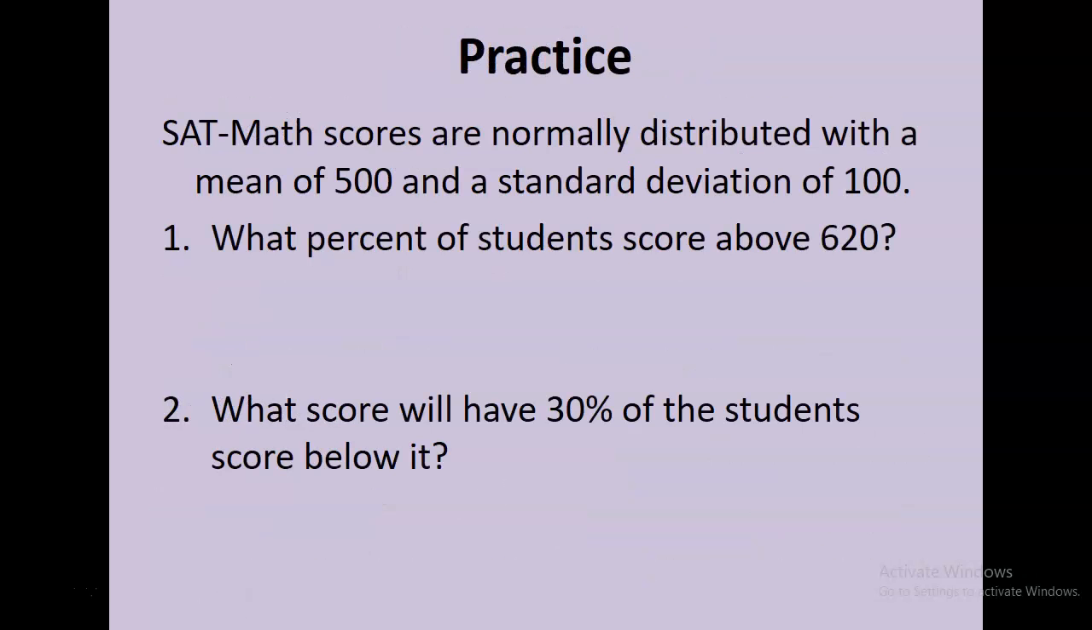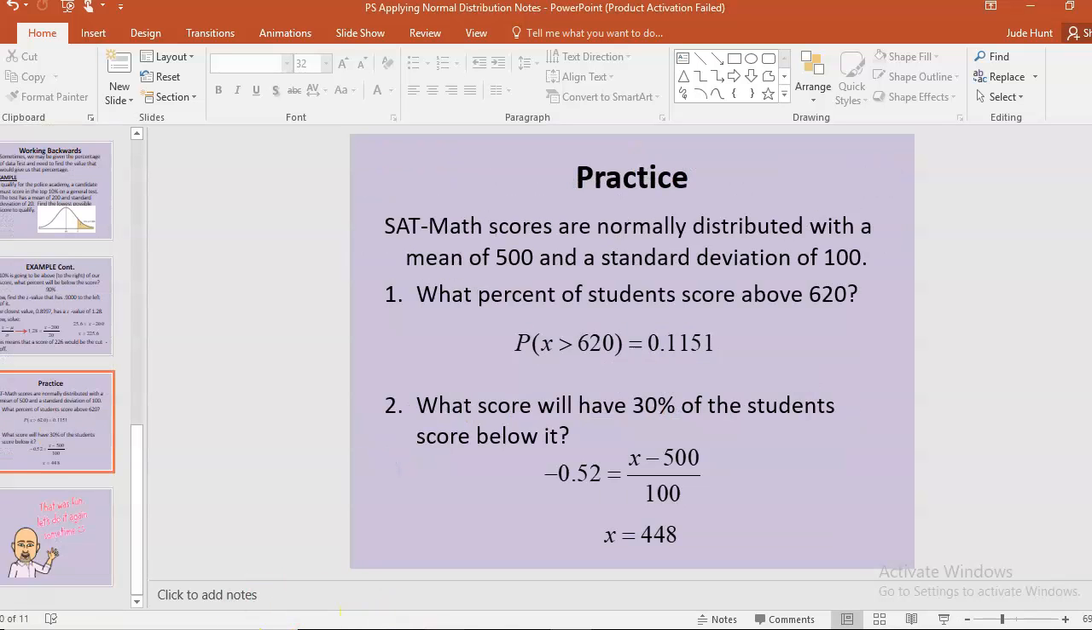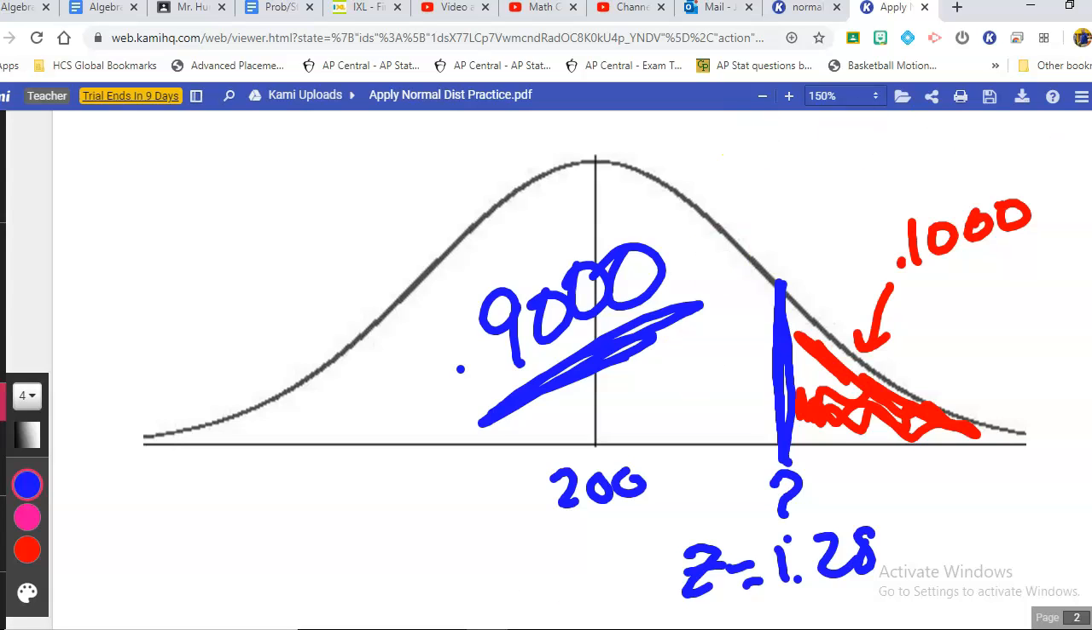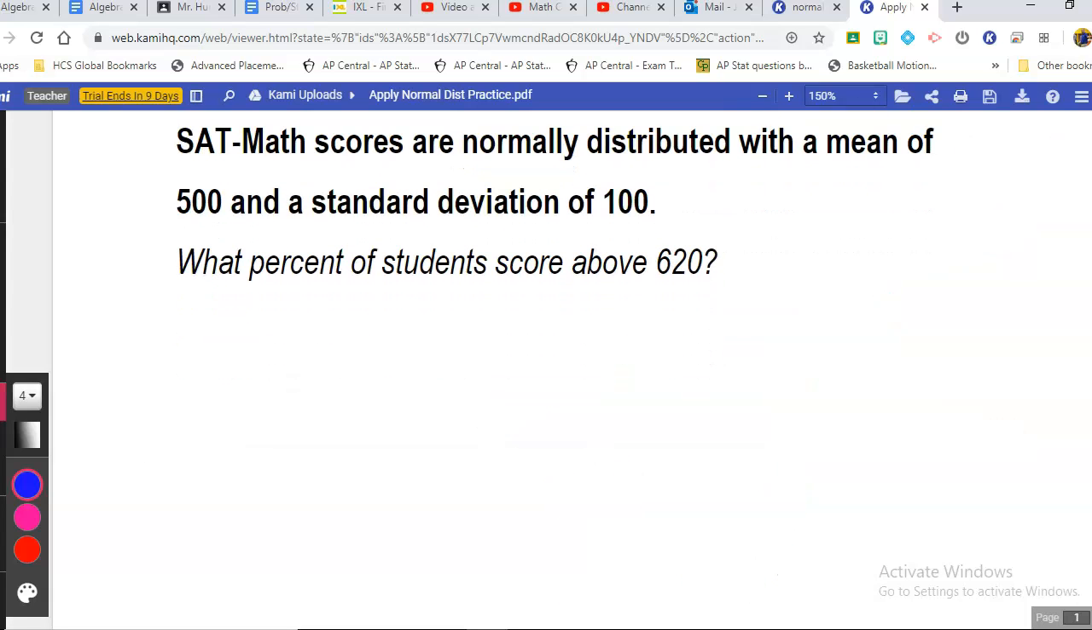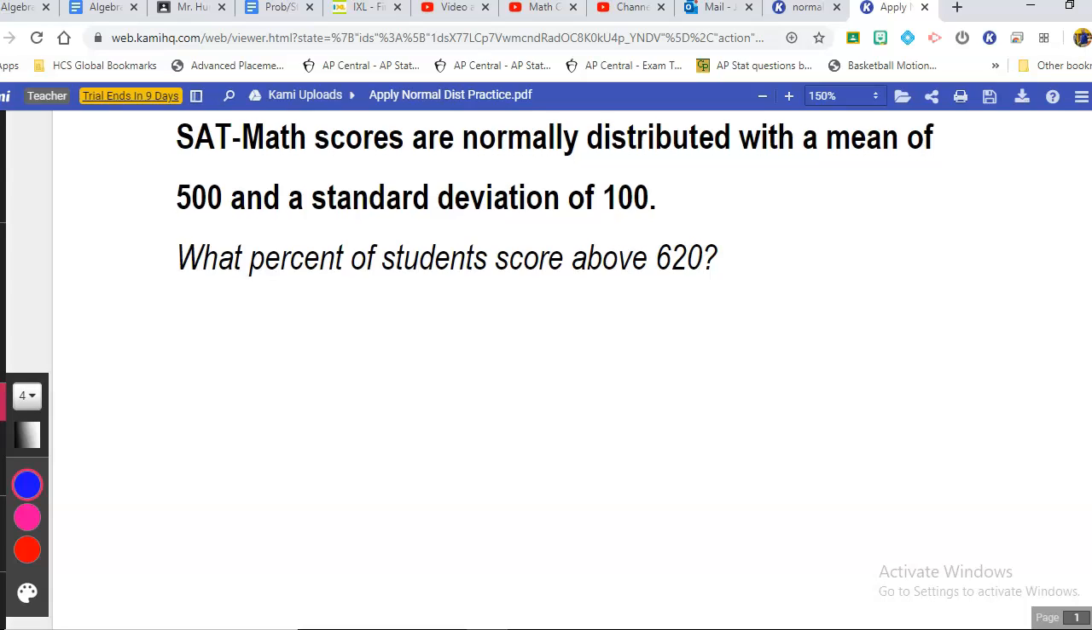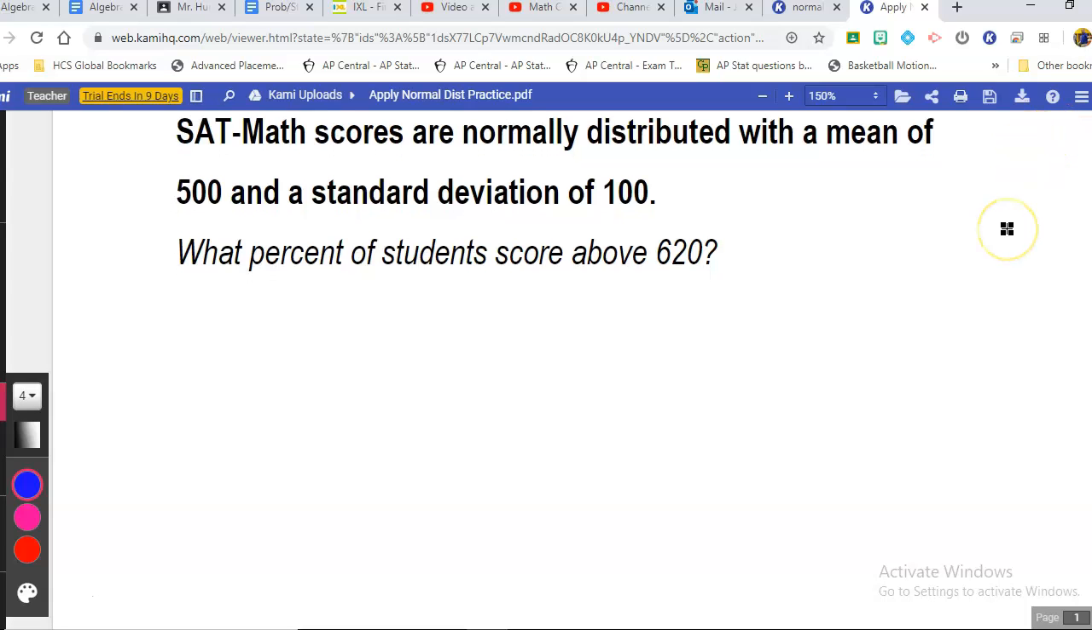Okay, so we're going to look at a couple more practice problems here. Let me pull that up on my Cami, and we will go with it there. SAT scores are normally distributed with a mean of 500 and a standard deviation of 100. And we want to find the percent of students that score above 620. So above 620 would be very important for us to understand here.